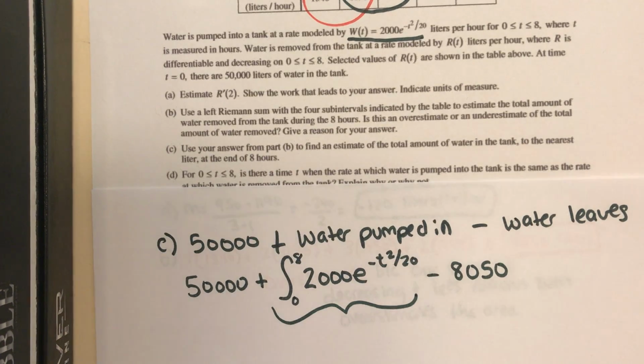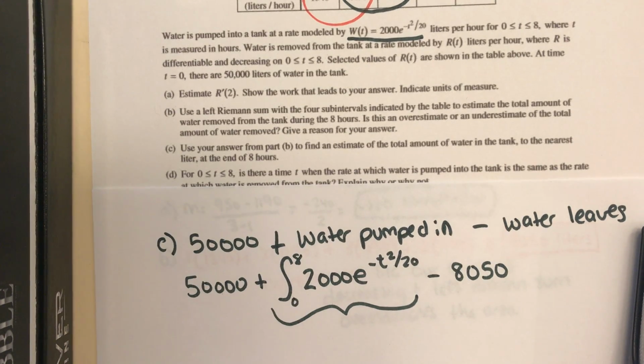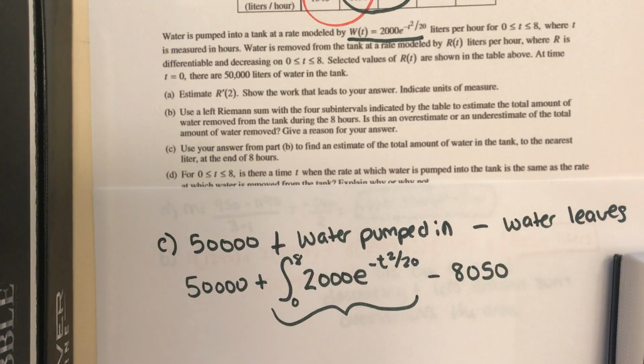So the only thing I really have to figure out is this part right here, and we have a calculator that will do that for us. On your Inspire, you're going to go to your main screen, menu, calculus. You're going to integrate it. So go ahead and figure out that number. I'll give you a few minutes, or you can pause it and then check your answer. And then go ahead and add the 50,000 and then subtract the 8,050.